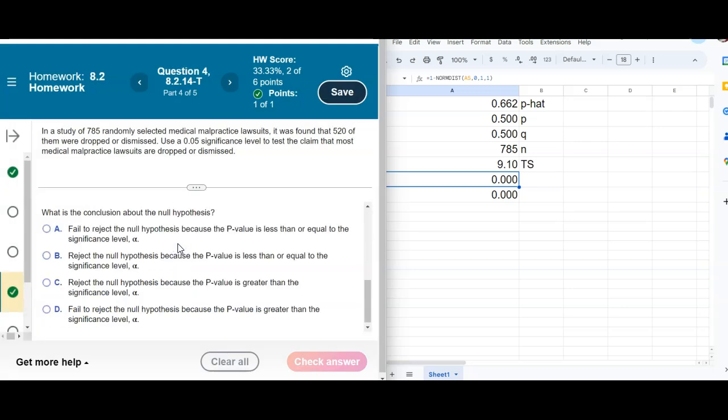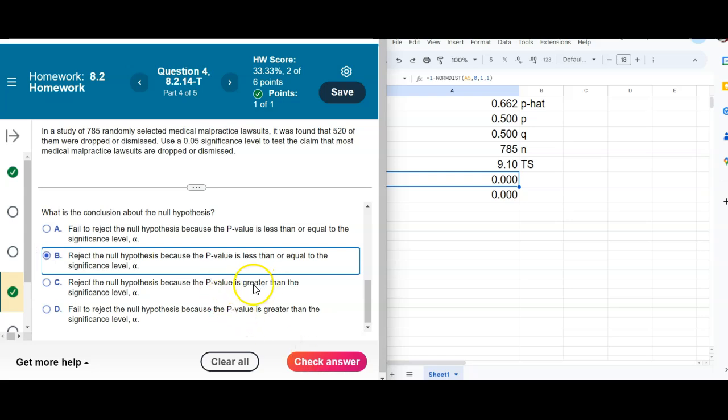Alright, and then what is the conclusion? Well, when our p-value is 0, it's going to be less than alpha. So that means we are going to reject. So it's going to be B or C because A and D say fail to reject. Why do we reject? We reject when the p-value is less than alpha. So that's B. If the p-value is greater than alpha, we do not reject. So that's why B is the answer.